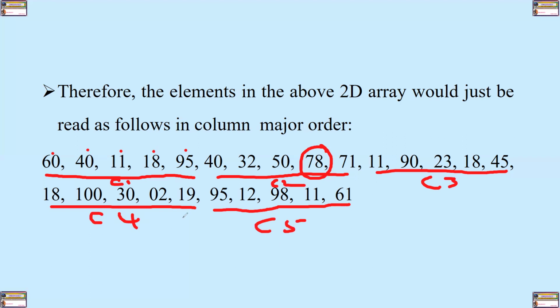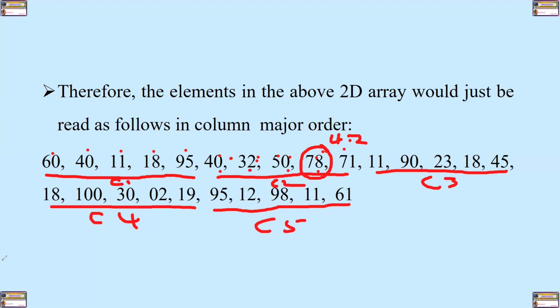And therefore, this 78 would mean that it is 1, 2, 3, 4. So that would be 4, 2. This is 1, 2. 2, 2. 3, 2. 4, 2. 5, 2. So this is 4, 2.